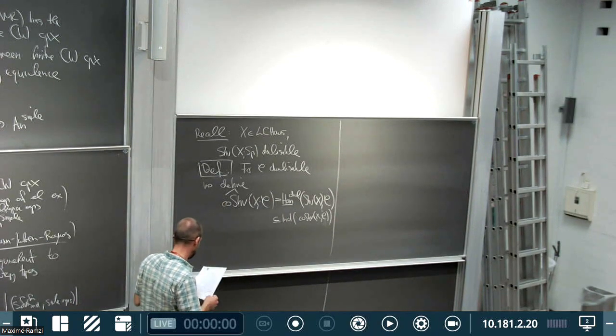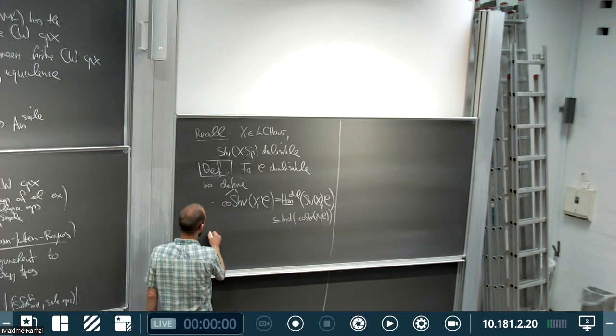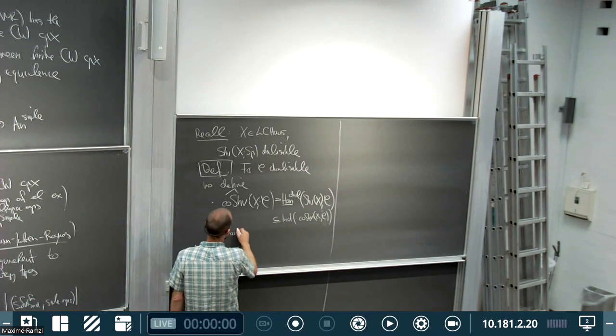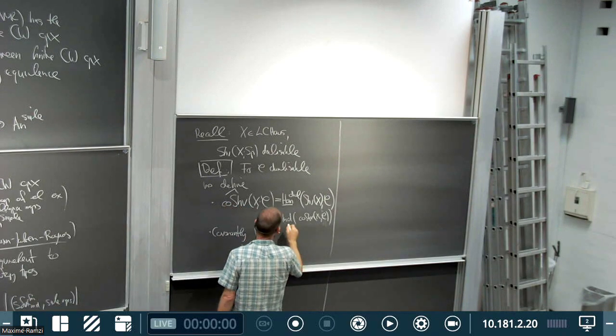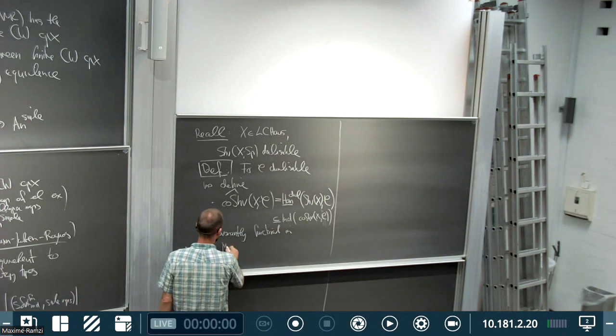And somehow, what do we know about it? It's covariantly functorial in X, covariantly functorial in proper maps.